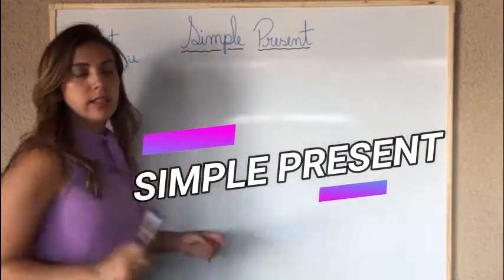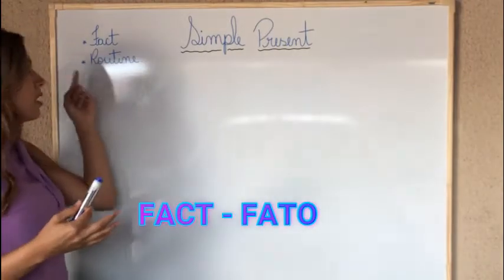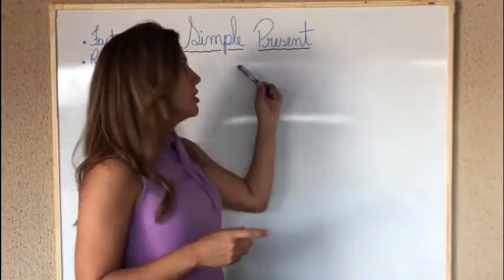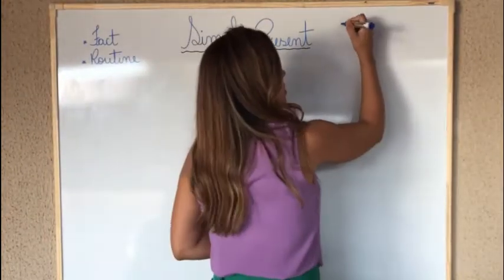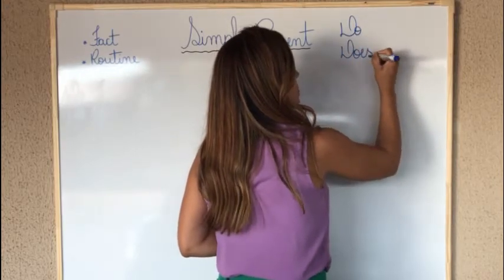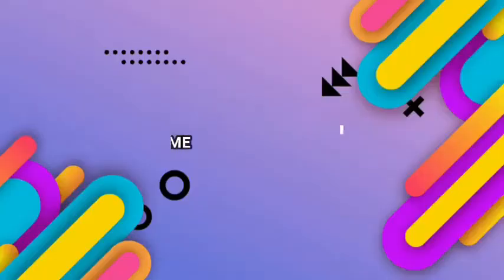Simple present. Simple present is very easy. We use it to talk about facts or routines, and to ask questions using the simple present, we use two auxiliary verbs: the auxiliary verbs do and does. When do I use these auxiliary verbs?